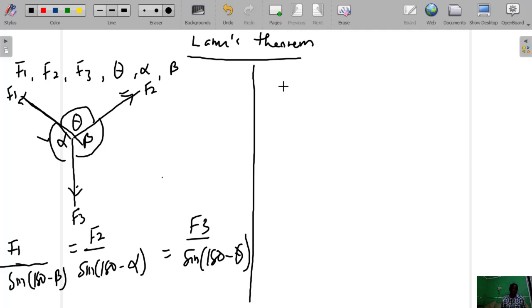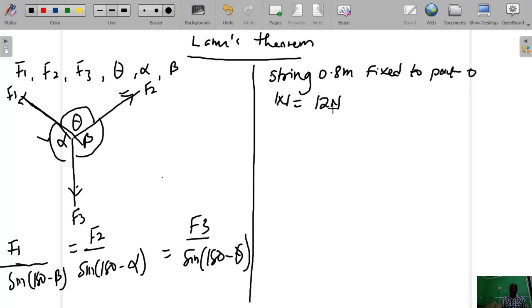We have a question: one end of a string, like a rope, 0.8 meters long, is fixed to a point O, and the other end is fastened to a small object of weight 12 Newton. The object is pulled aside by a horizontal force until it is 0.5 meters from the vertical.